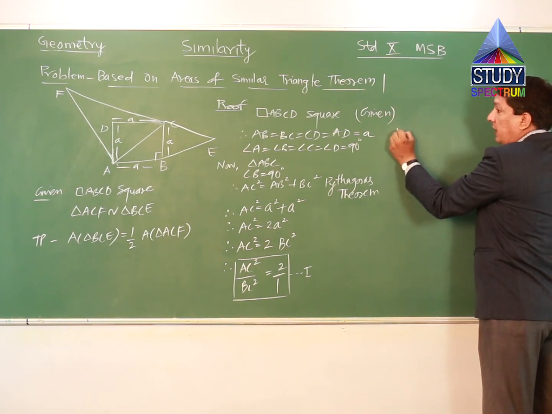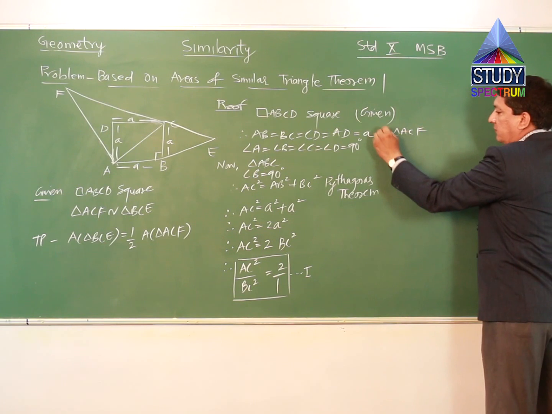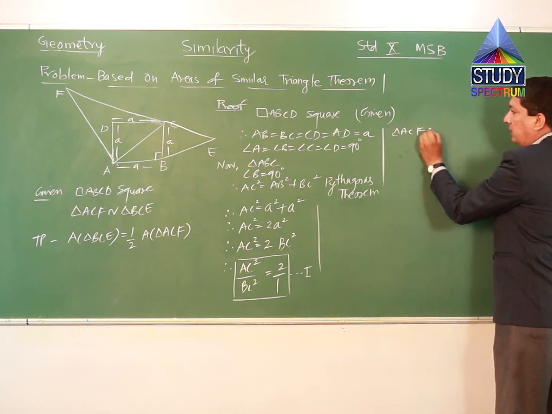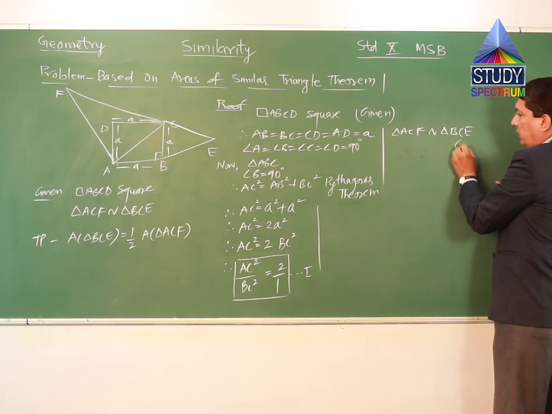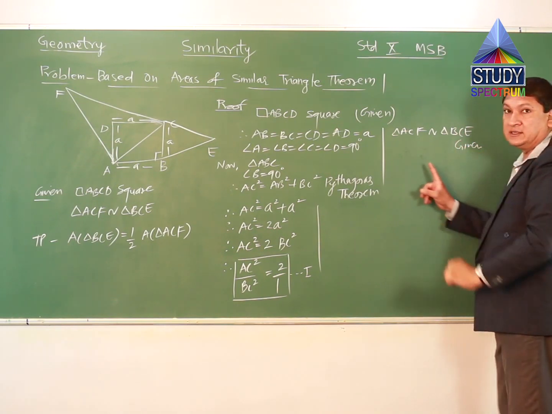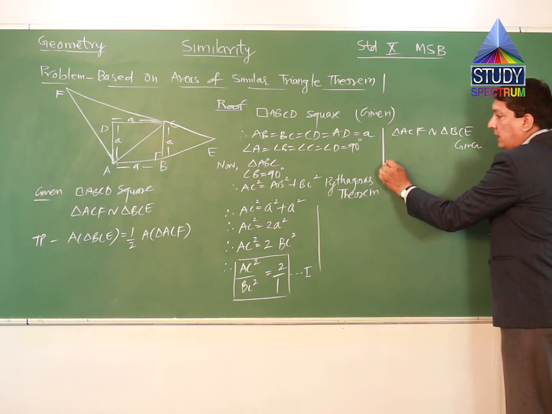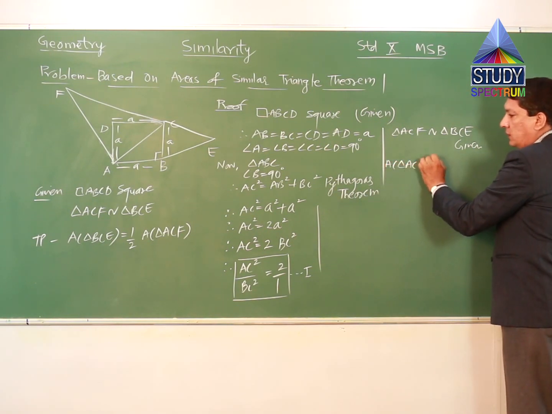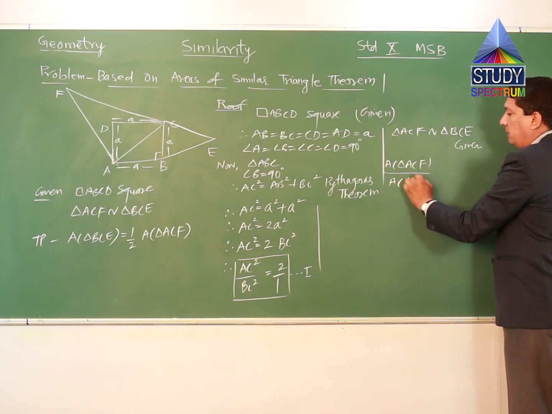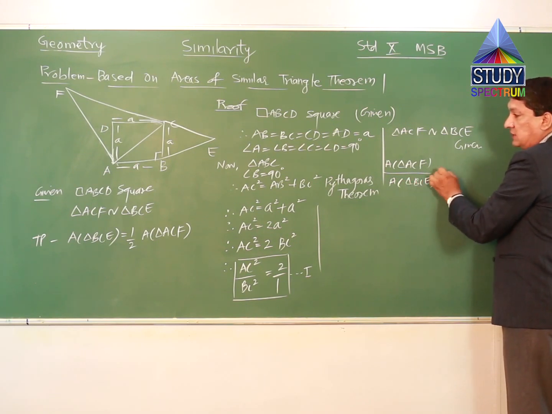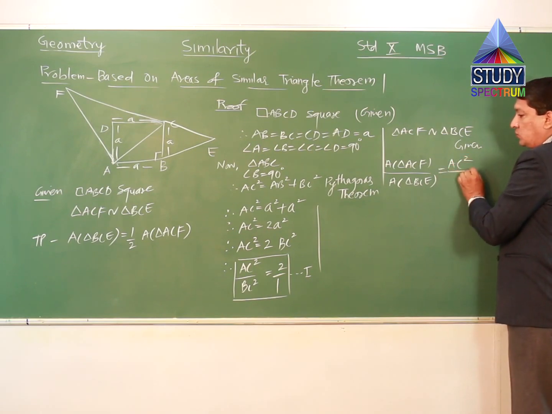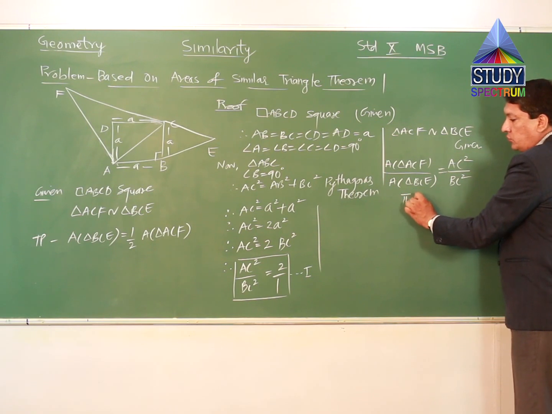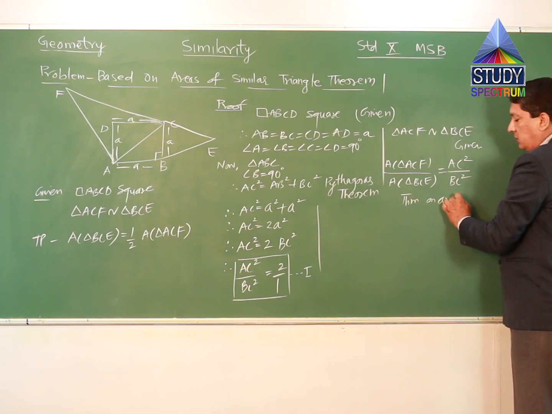Now, triangle ACF is similar to triangle BCE. This is given to us. Now, if triangles are similar, we can write the ratio of the areas, area of triangle ACF upon area of triangle BCE, as side square upon side square. So this will become AC square upon BC square. This is the theorem on areas of similar triangles.